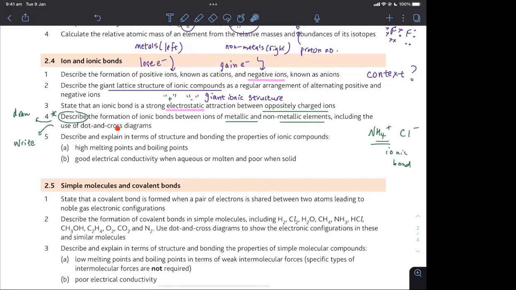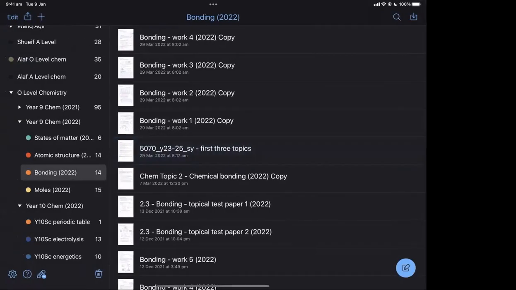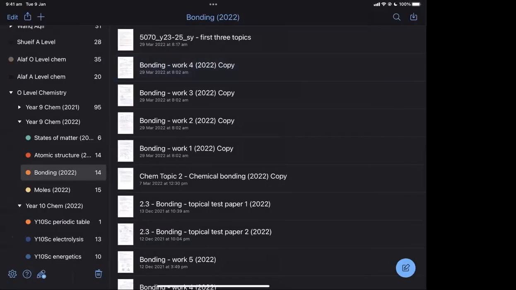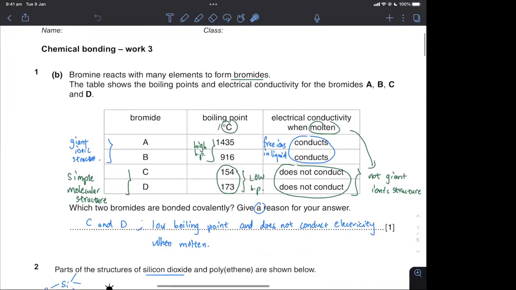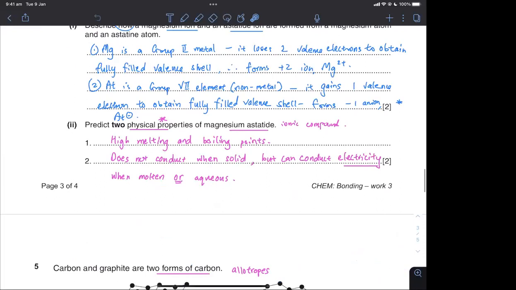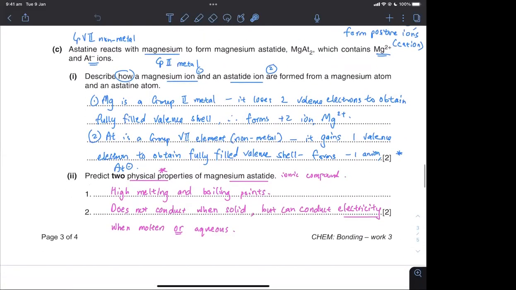Dot and cross diagram, let me just show you in one of these works. Let me just show you one. Where was it? All right, so I think this one is labeled as work 4 on yours. Okay. I'll give you some time to actually find the work. You should have already gotten the work next to you.